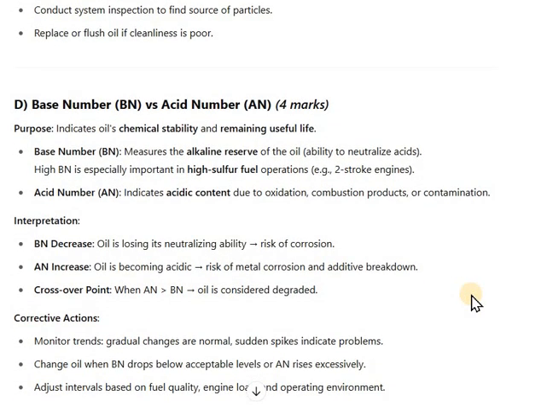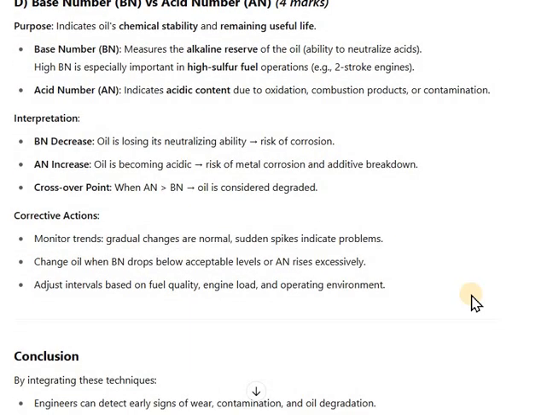Now, part D is the comparison between base number and acid number. The purpose is to indicate oil chemical stability and remaining useful life. Base number measures the alkaline reserve of the oil, its ability to neutralize acids. The BN is especially important with high sulfur fuel oil, mostly in two-stroke engines. Acid number indicates acid content due to oxidation, combustion products, and contamination.